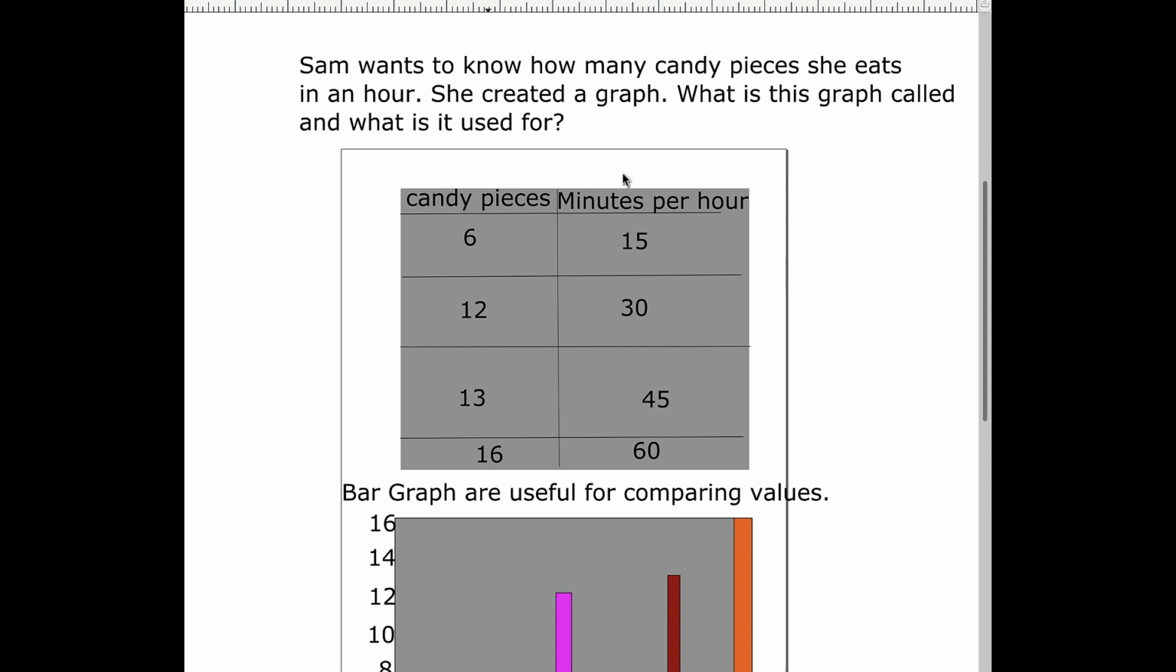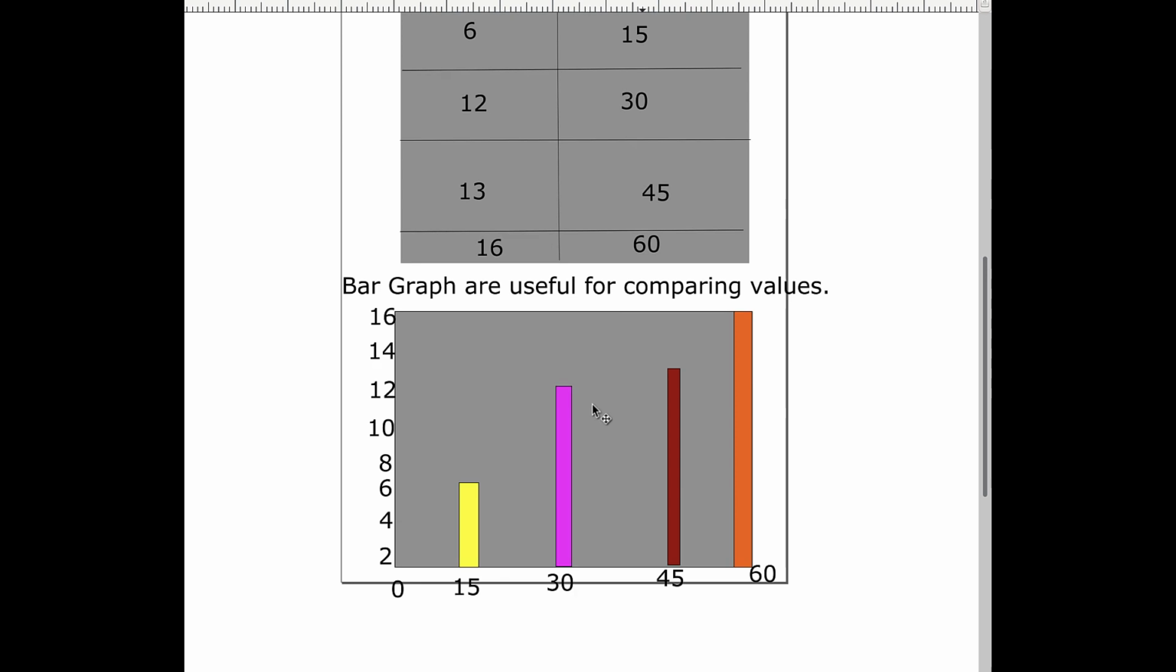So first the candy pieces, and this is the minutes per hour. This is called a data table if you were not already aware. So she ate 6 candy pieces in 15 minutes, 12 in 30 minutes, 13 in 45, and 16 in 60 minutes, or an hour. This graph, we don't know what it's called.